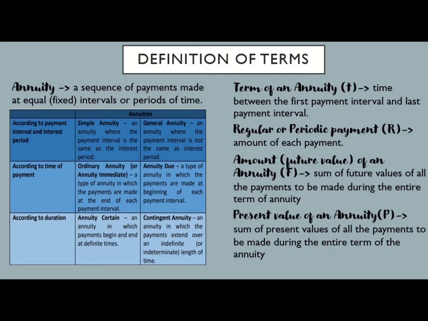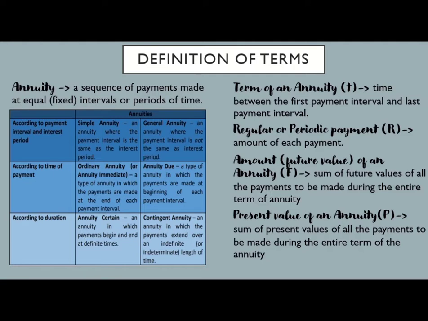Okay, so next, according to time of payment, so we have ordinary annuity. It is the type of annuity in which the payments are made at the end of each payment interval. So ito, at the end of payment interval. Then yung annuity due naman, it is the type of annuity in which the payments are made at the beginning of the payment interval.